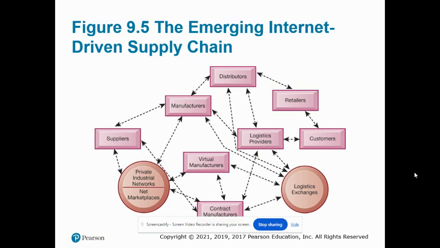Private industrial networks and net marketplaces are discussed later. A private industrial network is typically a large firm using an extranet to link to its suppliers and other key business partners. Net marketplaces are digital marketplaces based on internet technology for many different buyers and sellers.